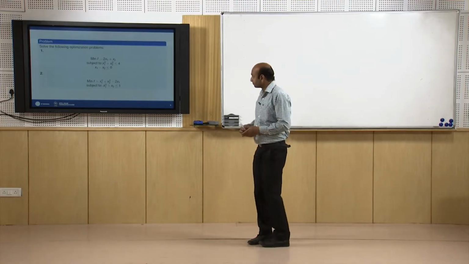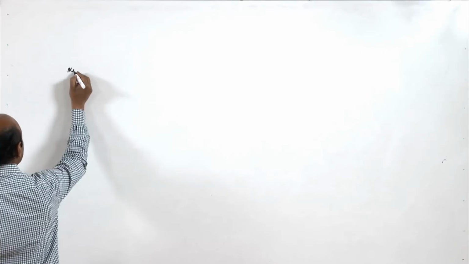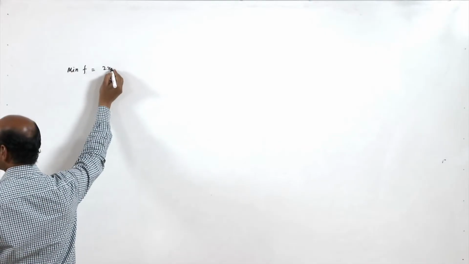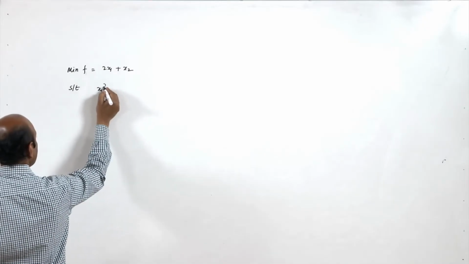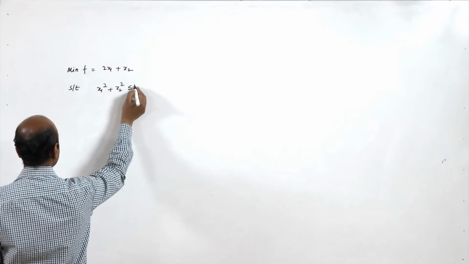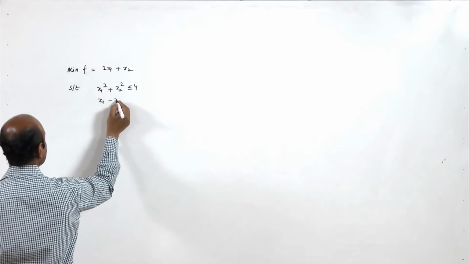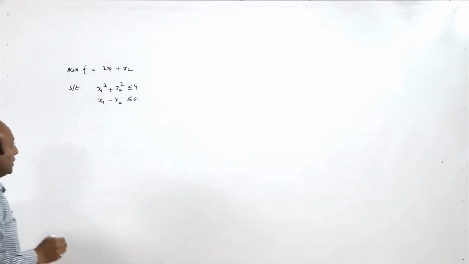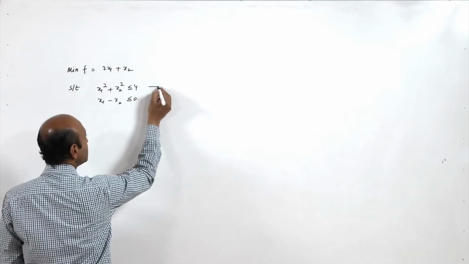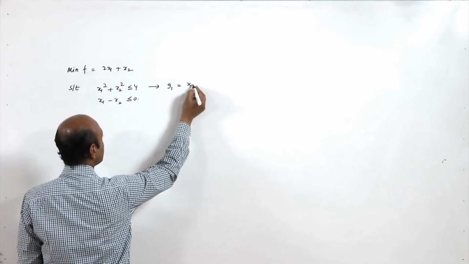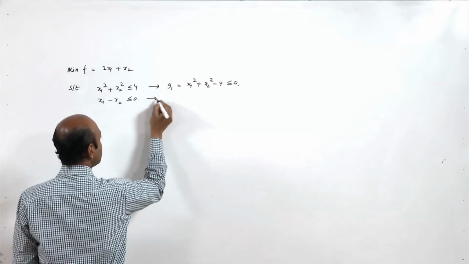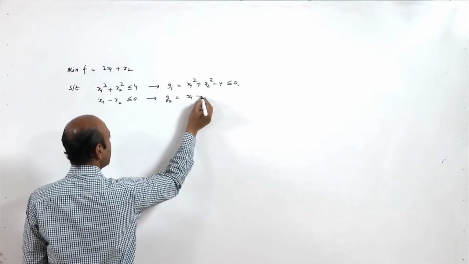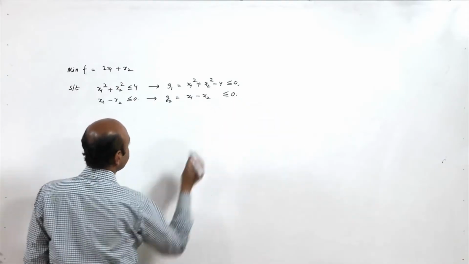So, let us discuss the first problem: minimize f equal to 2x1 plus x2 subject to x1 squared plus x2 squared less than or equal to 4 and x1 minus x2 less than or equal to 0. So, how to solve this problem? This is g1; g1 is nothing but x1 squared plus x2 squared minus 4 less than or equal to 0, and this is g2; g2 is nothing but x1 minus x2 less than or equal to 0.